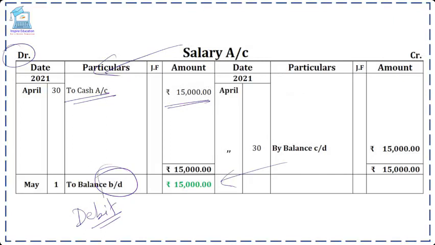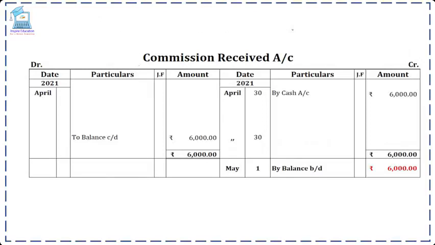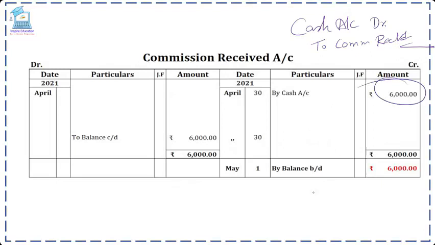These balances will ultimately be posted in the trial balance. On which side? As we have already discussed, this is the debit side. Last is the commission received. The last entry was cash account debit to commission received, 6,000. Ultimately, this is a credit balance. Balancing is done, then it is brought down. So all the entries are balanced, and we have got the balances up to ledger posting. I think it is clear to you all.